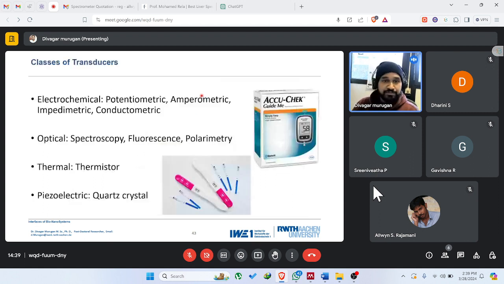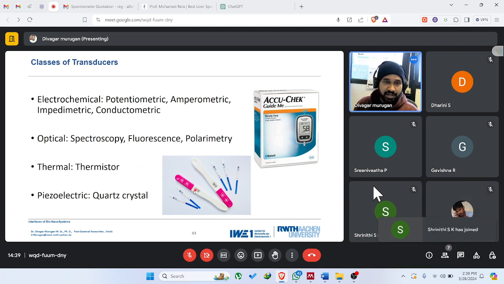Either it can be a protein molecule or a nucleic acid molecule. So these are some of the conventional sensors that are available in the market. One is the pregnancy test kit, which is well known, which is an optical based technique, and you have Accu-Chek, which is an electrochemical based technique.